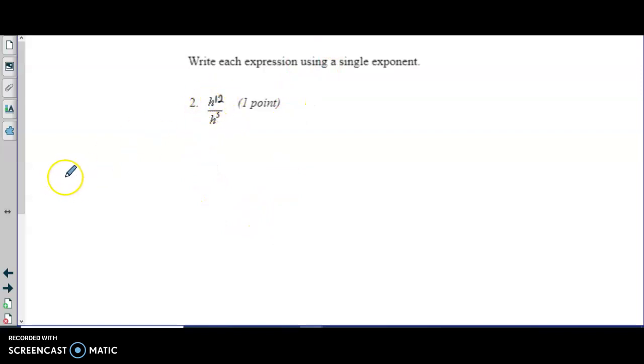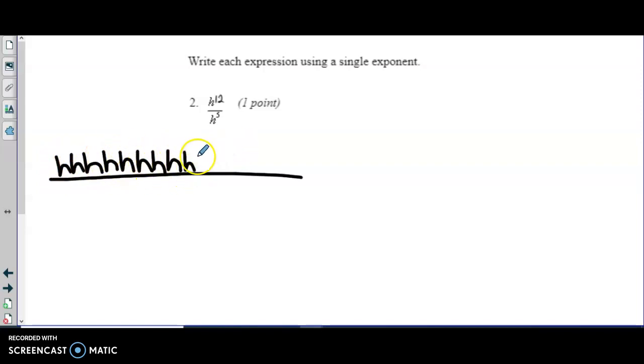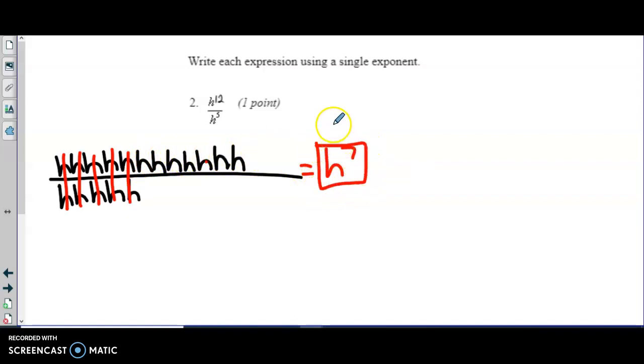All right, so let's try this one. h to the 12th tells us that we have 12 h's on top: 1, 2, 3, 4, 5, 6, 7, 8, 9, 10, 11, 12. And those are all being multiplied, so I just pushed them all together. On the bottom, we have 5 h's: 1, 2, 3, 4, 5. And then you can cross out whatever's the same on the top and the bottom, and then count how many you have left. In this case, we have 1, 2, 3, 4, 5, 6, 7 h's left on top. So that would be our answer.